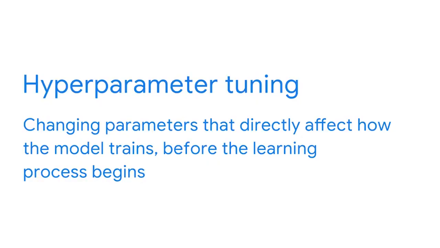Hello, and welcome back. In this video, we'll be taking the foundation we built when creating a decision tree classifier in Python and expanding on it to fine-tune our models. If you recall, hyperparameter tuning involves changing parameters that directly affect how the model trains before the learning process begins. Different models have different types of hyperparameters that are available for you to adjust.